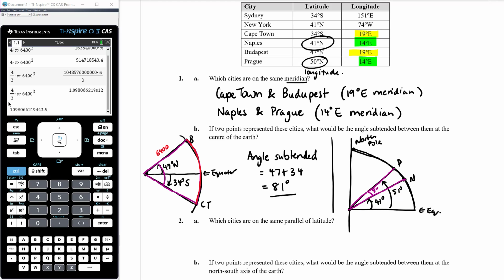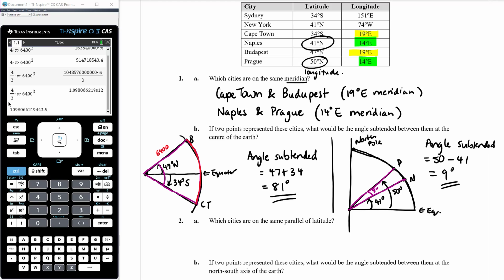Okay, so the angle subtended, in this case, because they're both north, is actually the difference between them. Sorry, I got those angles wrong, haven't I? That's 50. So it's 50 minus 41, which is 9 degrees. So it's really important that you think diagrammatically, that you draw pictures, and that you be clear about what's happening.